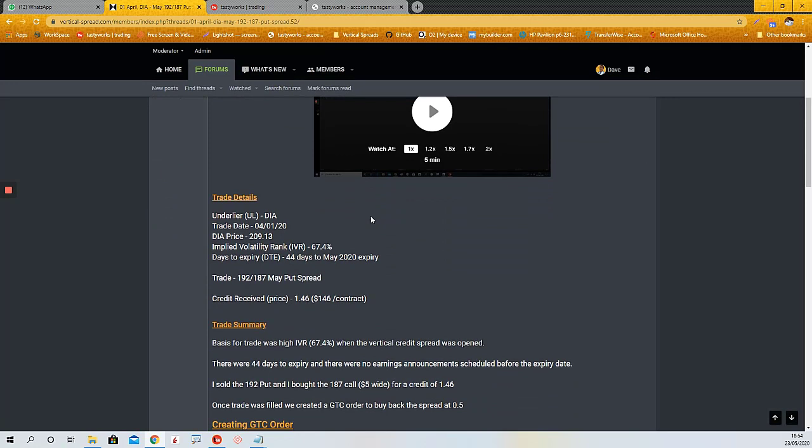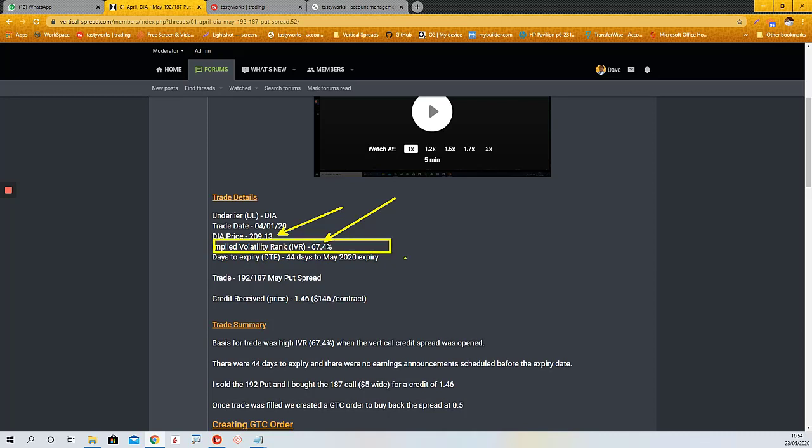So this trade was opened on the 1st of April. The underlier is DIA, which is Diamonds, an ETF that tracks the Dow Industrial Average. At the time, the price of DIA was $209.13. Implied volatility rank was 67.4%. And this right here is the main reason, the main underlying reason why I took on this trade.